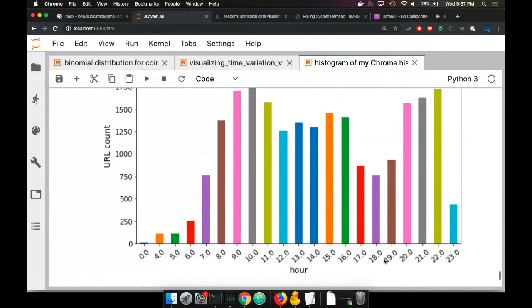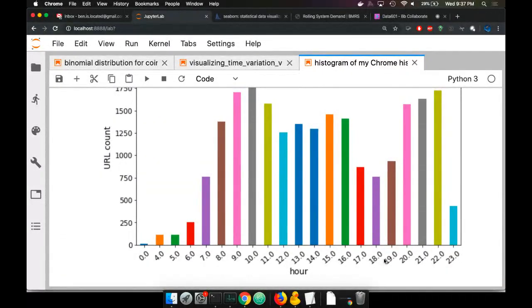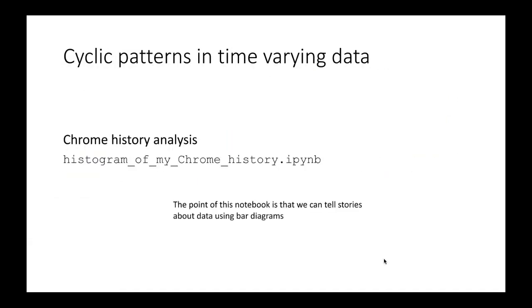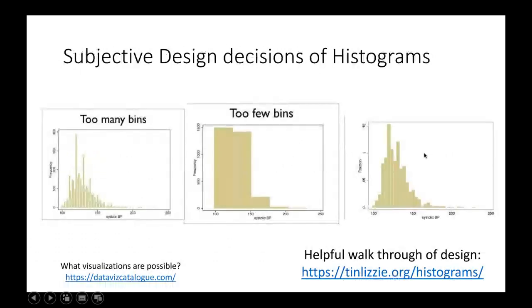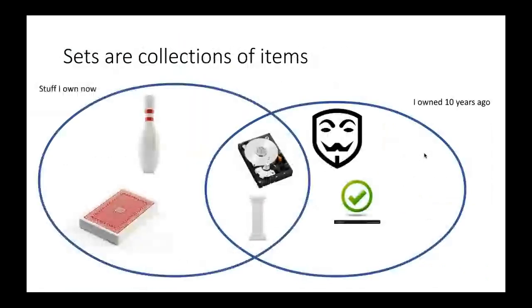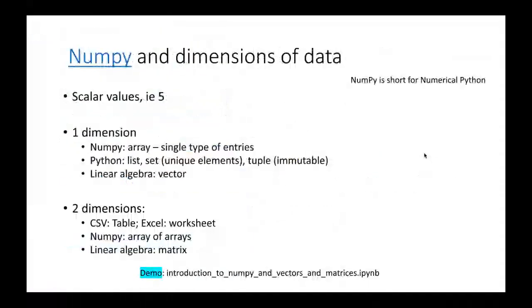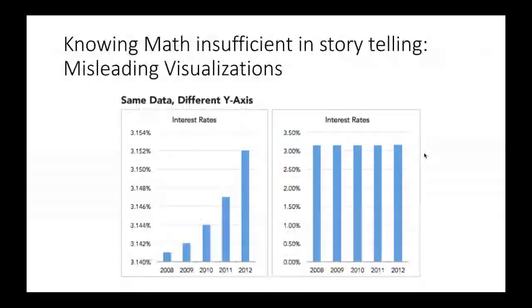All right. So that's my Chrome browsing history as a group by exercise. All right, so not part of this exercise, but as you've seen before, the number of bins matters. I think I'm going to skip ahead to the next operations. I think I'm going to skip through the visualization section, and we'll come back to it next week.